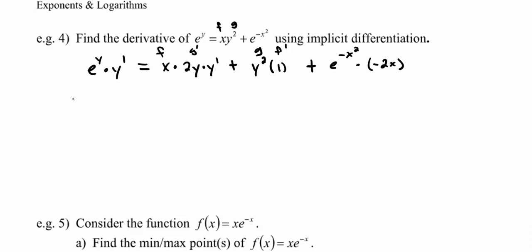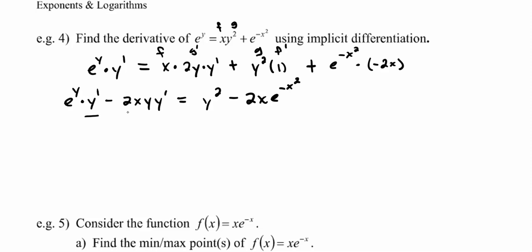Okay, so I need a way to get my y primes, or my derivative of y, on the same side. So we'll just write e to the power of y times y prime, minus, all right, with a number up front, 2x y prime is equal to y squared minus, and then e to the power of negative x squared.